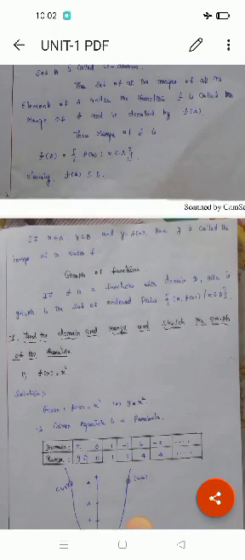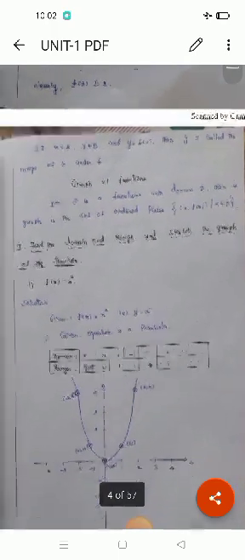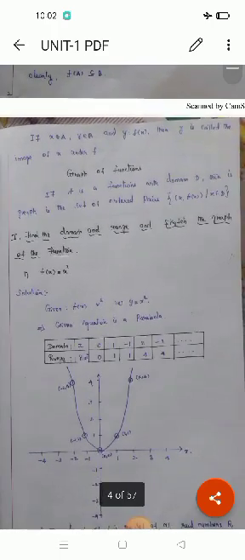So these are the basic definitions in this unit. So we will move to the problems. In the first problem, we have to find the domain and the range and then sketch the graph of the function. The first problem is f of x equal to x square.